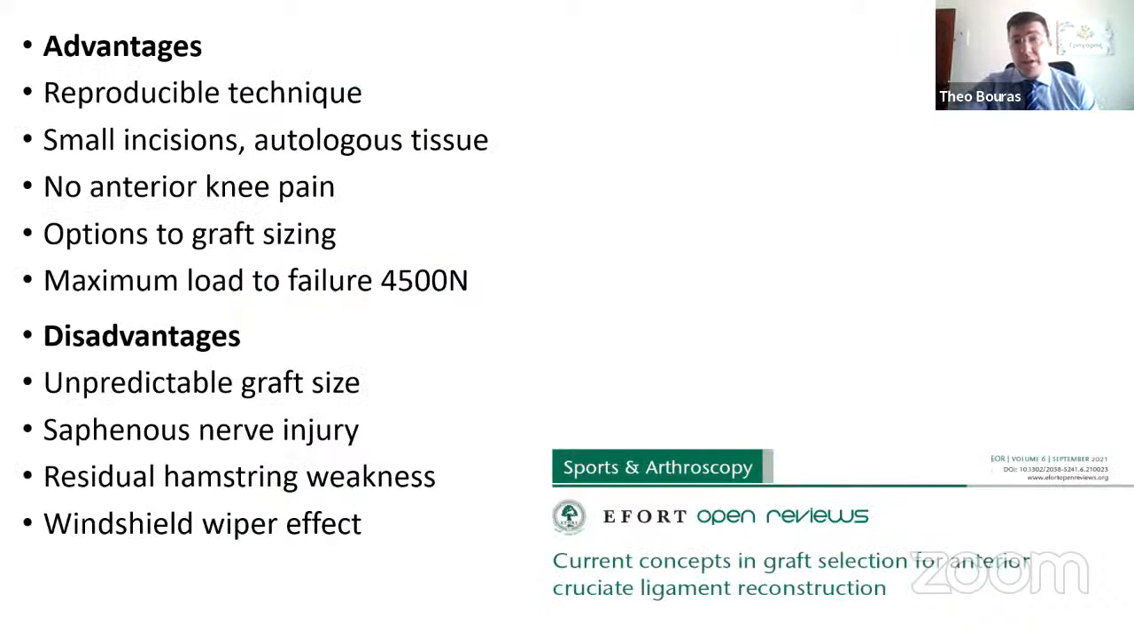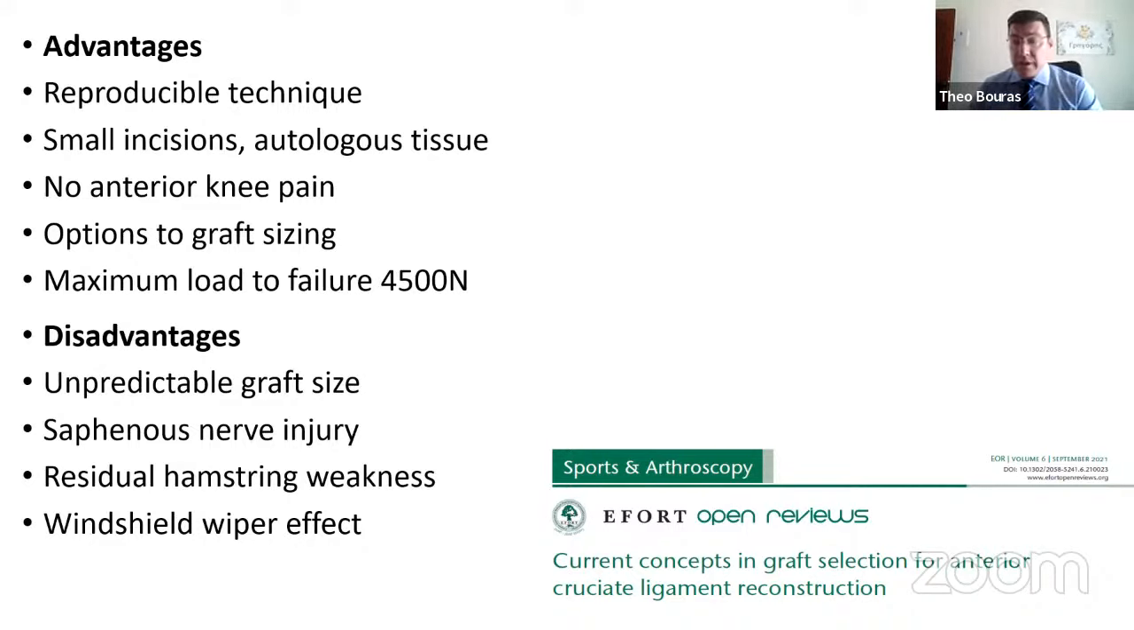Advantages of the hamstrings are a reproducible technique with small incisions. We take autologous tissue. There is no anterior knee pain compared to BTB. Options for graft sizing: we triple or quadruple the tendons in order to get to the size we want.